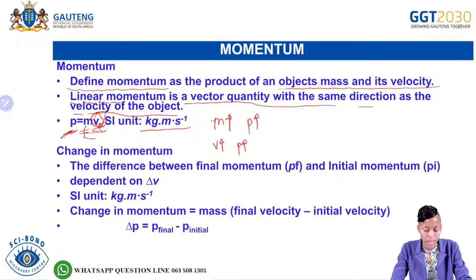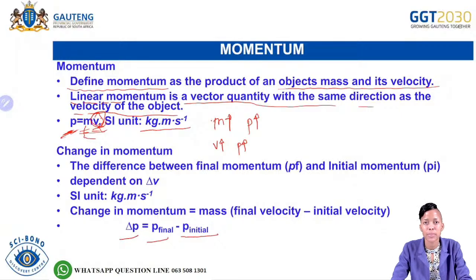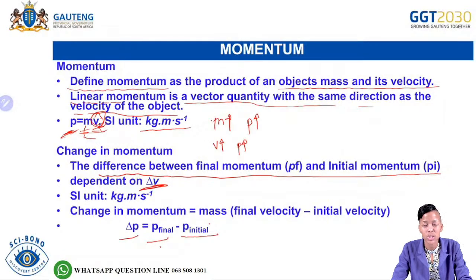Then we spoke about the change in momentum, and then we said it is the difference between the final momentum and the initial momentum. So change in momentum is represented by what? Is represented by the change in P. And then we said the change in momentum is the difference between what? The final momentum and the initial momentum. And then it says here, it depends on the change in what? On the change in the velocity.